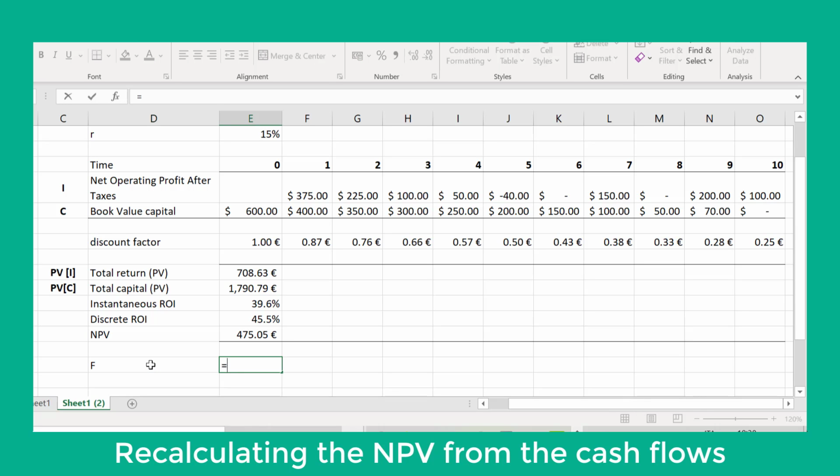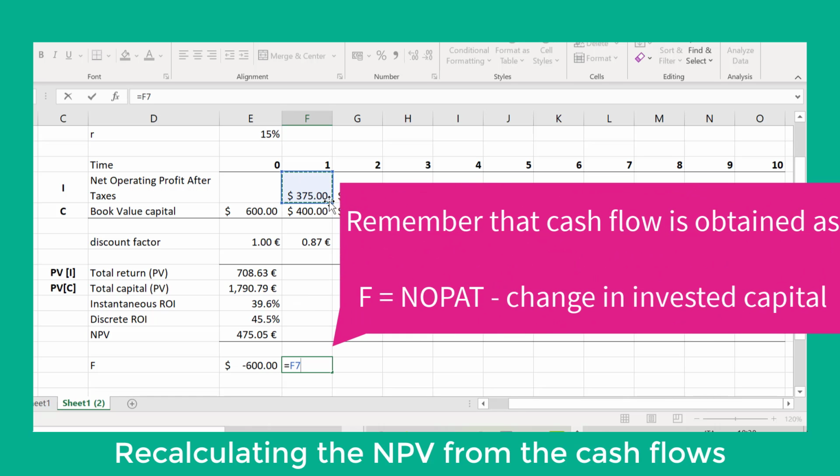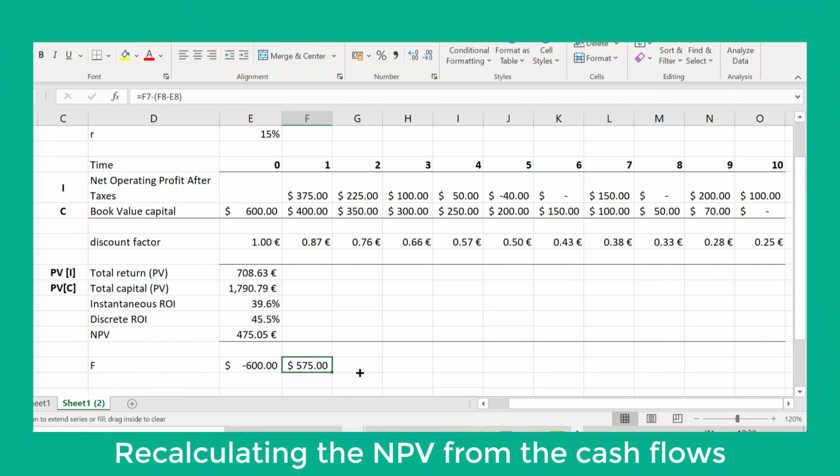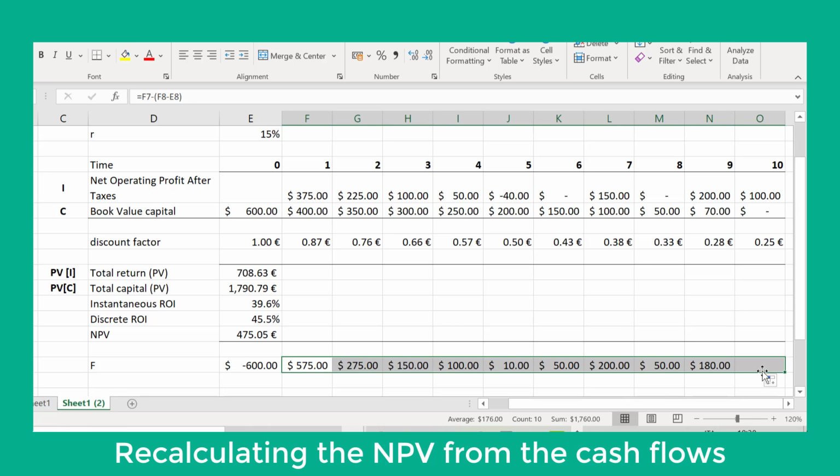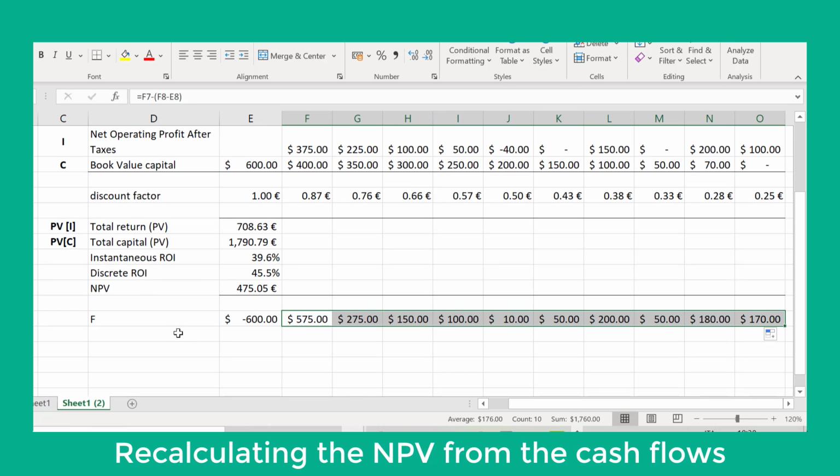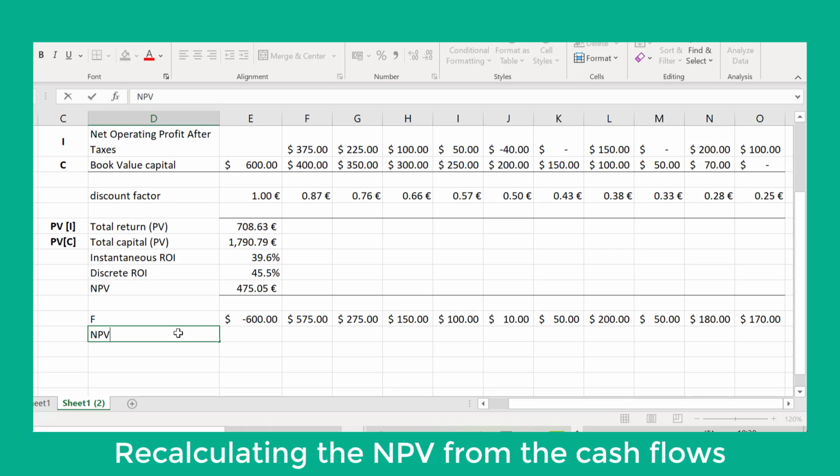The first cash flow is minus the initial capital. The cash flow at time 1 is given by the income 375 minus the change in capital, 400 minus 600, and we get the cash flow at time 1. It is 575. Then I just copy the formulas and get all the project's cash flows. Now we can compute the NPV starting from the cash flows.